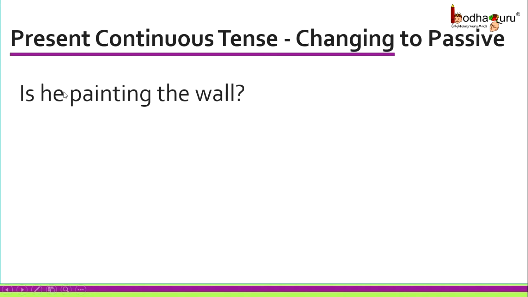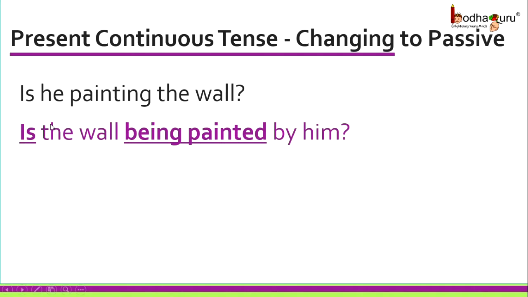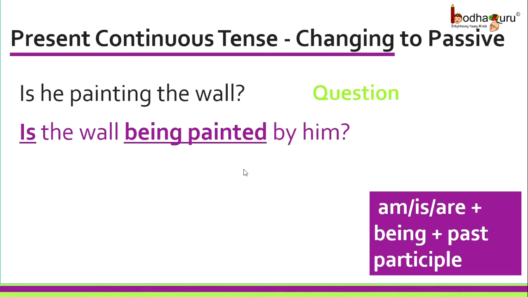Next, present continuous tense. Is he painting the wall? This gets changed to is the wall being painted by him? So, this was a question in present continuous tense and we changed it into passive voice. And what was the format? It is the same, am or is or are plus being plus past participle.